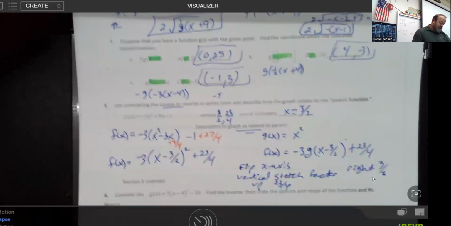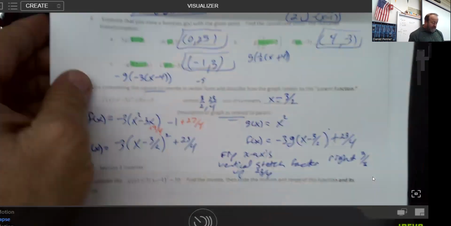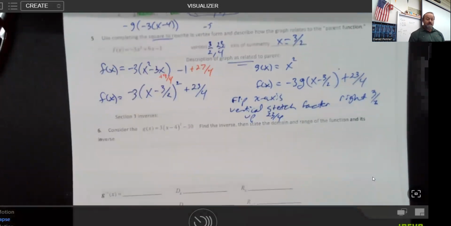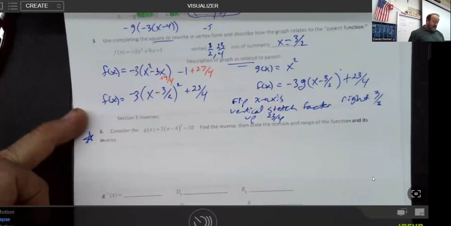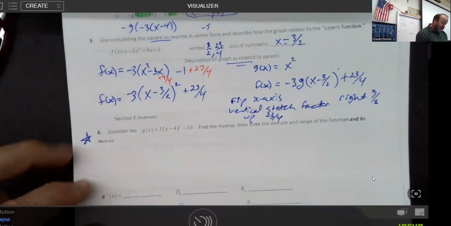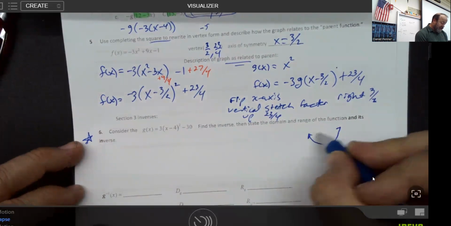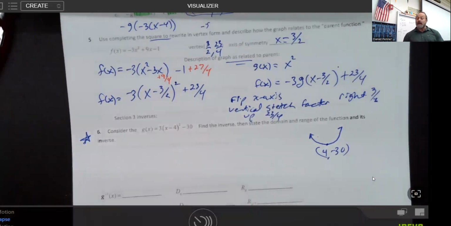Okay, number 6, it's asking us to find the inverse. Now, there's one particular little nugget of this that really worries me because every year people really struggle on it and they just don't pay enough attention to this one piece. So please watch, I'll point to the star when I get to that value. So what I notice is this should be a parabola whose vertex is at 4, -30. So we're going to hold on to that for a moment.